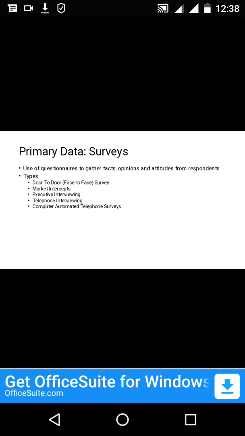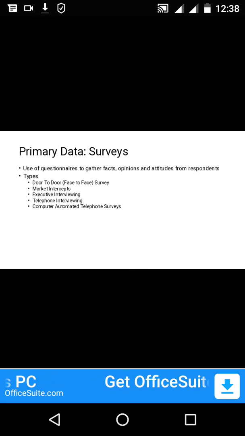Now what will you do? Suppose you want to interact in Hindi, you will press 2, and this response would get recorded in the computer at the other end, and then the next question would be put to you in Hindi. So this is an example of a computer automated telephone survey.